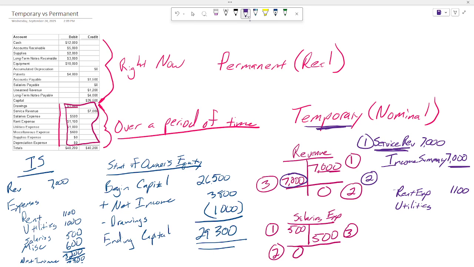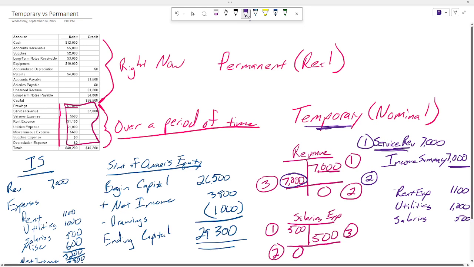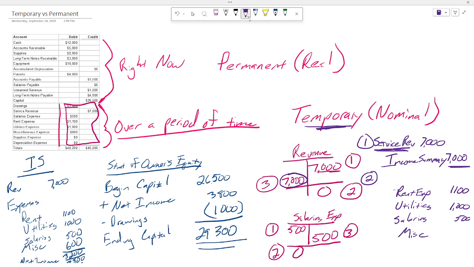Utilities, $1,000. These are all expenses. I'm not going to write out expense every time. Salaries expense, $500. Miscellaneous expense, $600. And the total of that goes into income summary. But this time I am debiting income summary, and this one is going to be $3,200.